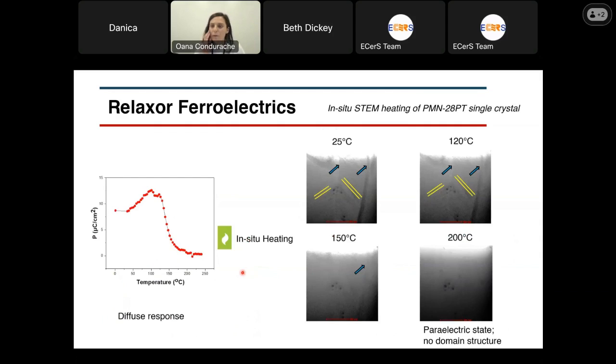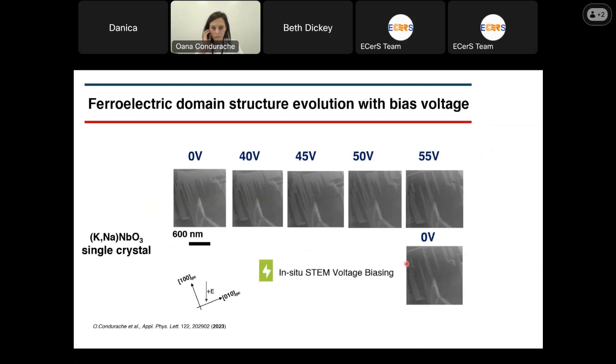My intention was to heat it up in situ and try to understand what is going on. For the moment, I did not manage to get atomic resolution, but what I saw is that when I have these large rectangular domains and the finer structure, first the fine structure disappears, suggesting one type of phase transition, and further at higher temperature, there is no more domain structure, so reaching the paraelectric state.